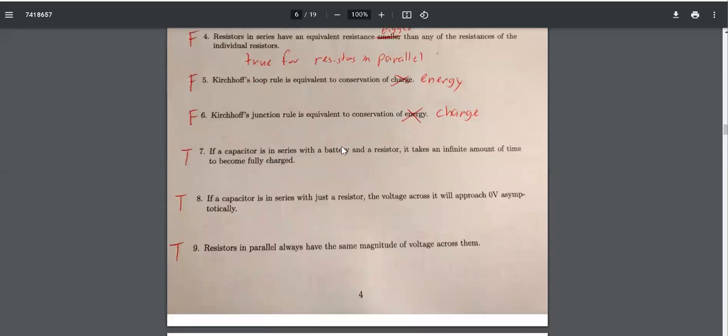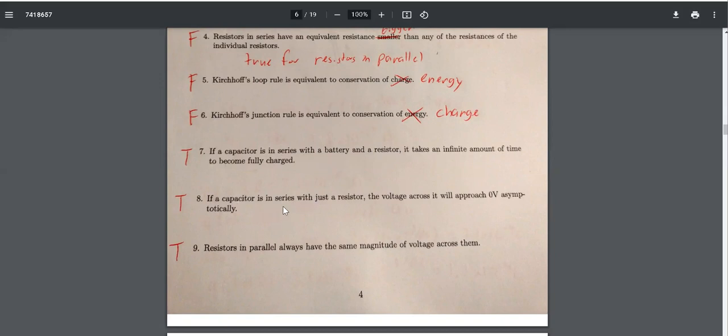So if a capacitor is in series with a battery, this is an RC circuit, remember, because it also has a resistor. It's true, it takes an infinite amount of time for it to become fully charged. So if you remember, it has this 1 minus e to something kind of thing. That's the form of it. And so only as t goes to infinity does the exponential go to 0 and you're maximally charged.